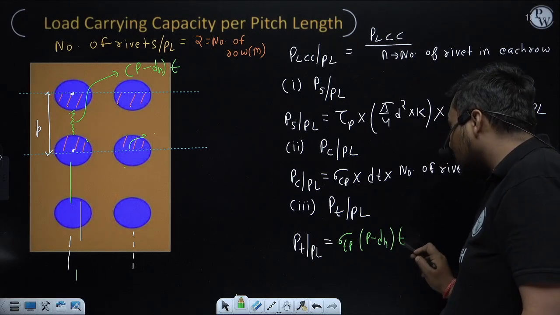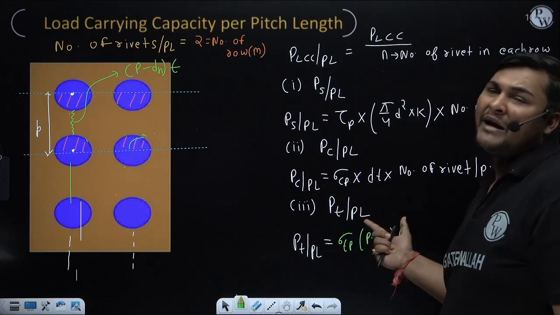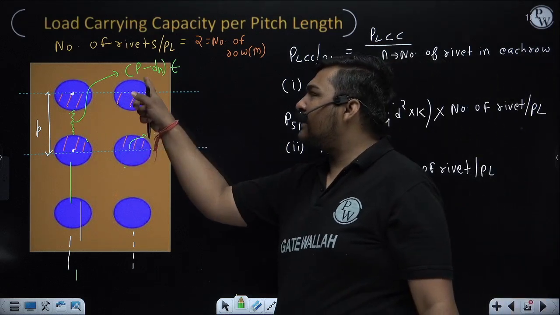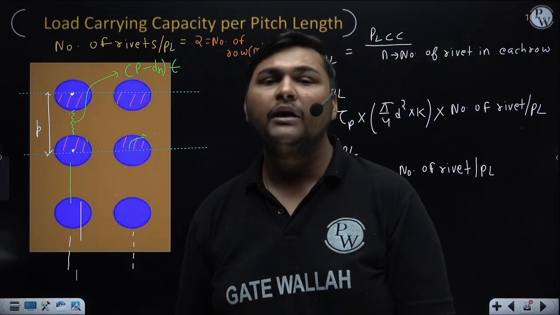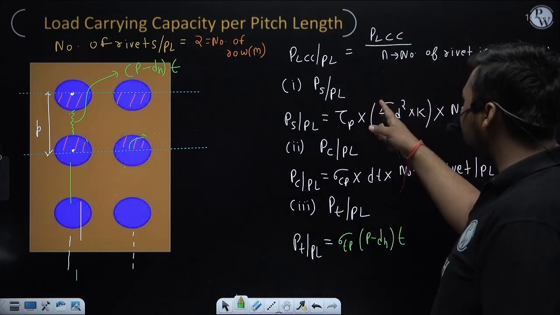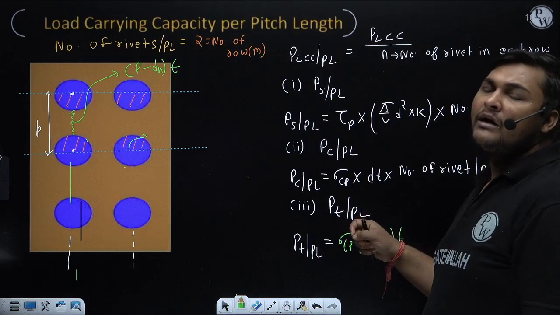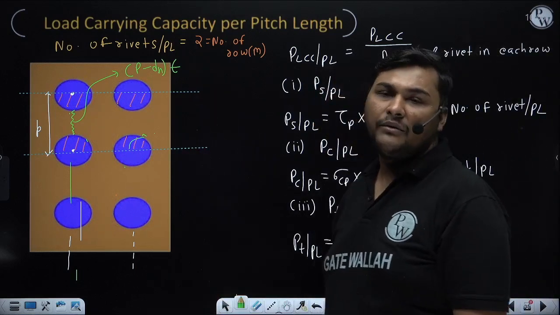It is not tearing load connectivity total, it is tearing load connectivity per pitch length. Again, you need not memorize this formula. By drawing this diagram, you can easily calculate this area. So it is the expression of tearing load connectivity per pitch length. We will use this terminology, per pitch length, whenever the width of the plate is not given or the number of rivets in each row is not given in the question.